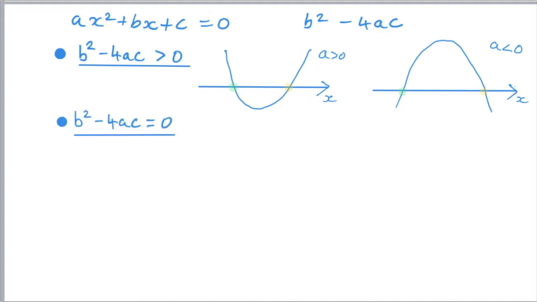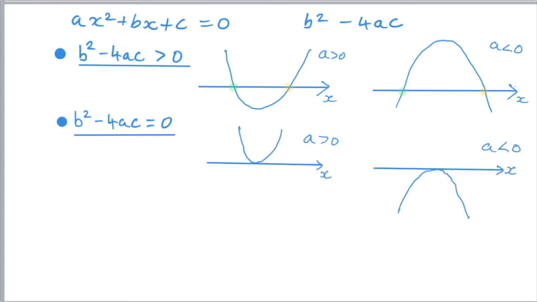In the case where b squared minus 4ac is equal to 0, then there is one root. This is referred to as a single repeated root. The sketch indicates the position of the graphs relative to the x-axis for this case, and the highlight indicates the position of the repeated root.